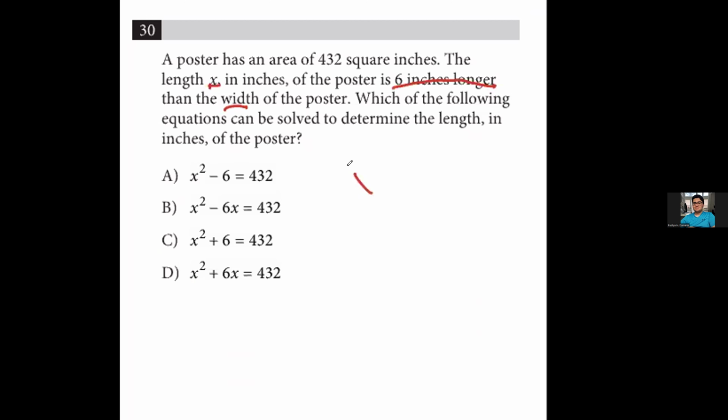So we have X squared. X squared would just be the length squared. The length squared would be larger than the length times the width because the width is smaller than the length. So you would have to subtract 6 inches times X, which is the length. So the correct answer in this case would be answer choice B.